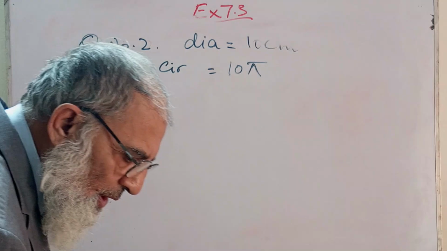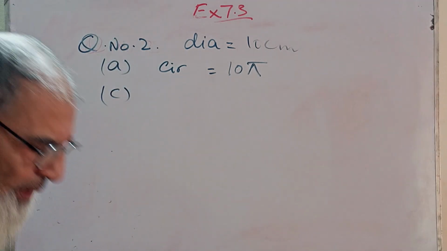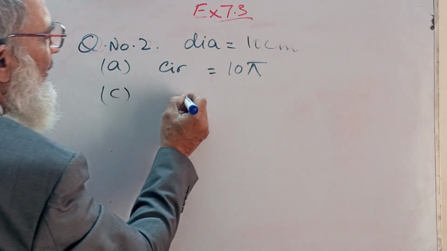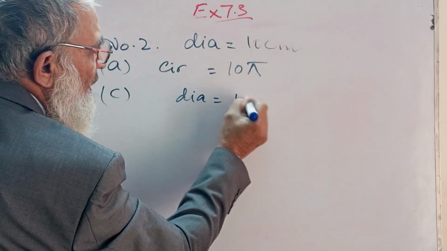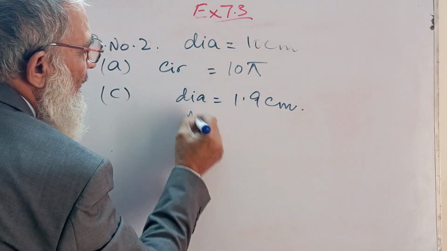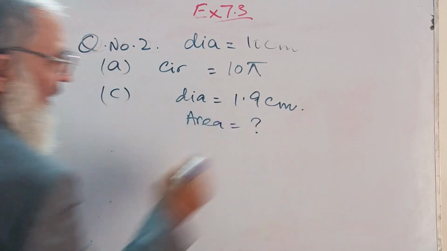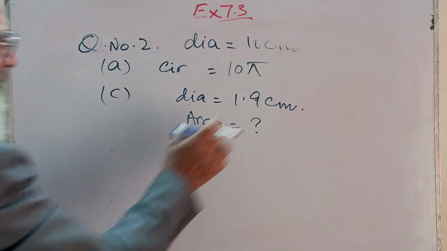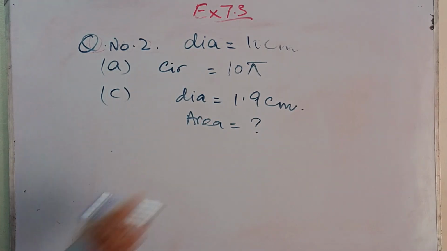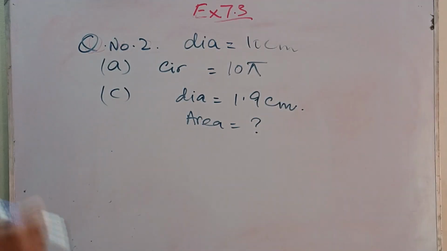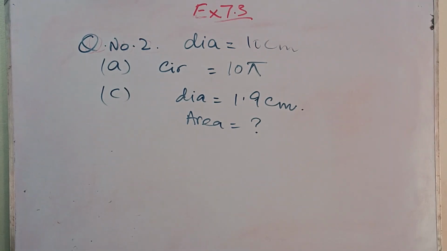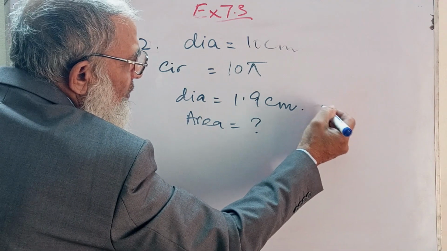Let me now do part C. What is the area of the circle of 1.9 centimeter? Now, diameter is given, that is equal to 1.9 centimeter, and we have to find the area in the multiples of pi. So, we have to make it half or divide it by 2. Suppose if it was 2, it would have been 1. So the radius would have been 1.